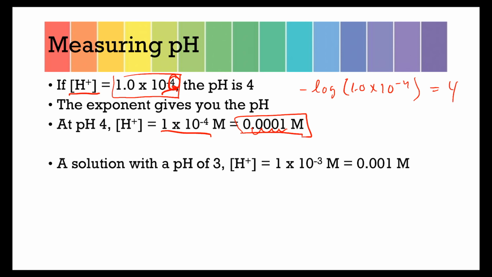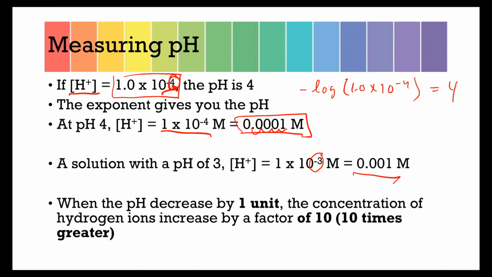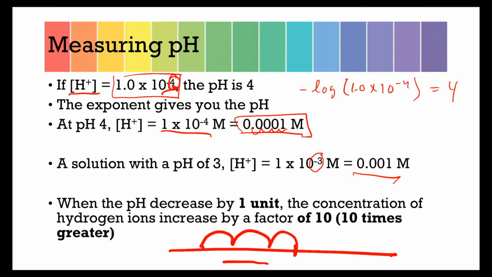So if you had a solution with a pH of 3, that means you have 1 times 10 to the negative 3 concentration. And written in standard form as a decimal, that is what that would look like. So when pH is decreased by 1 unit, the concentration of hydrogen ions increases by a factor of 10. So that means, here's your pH. If you're going down, remember, the more you go down, the more acidic you are.